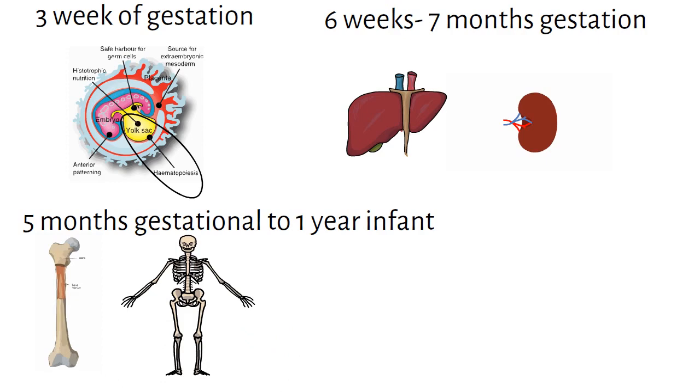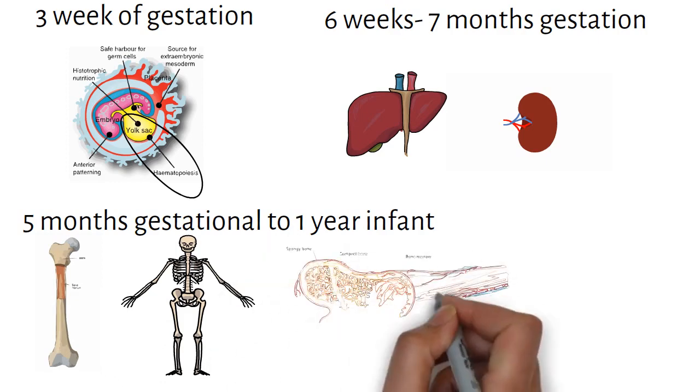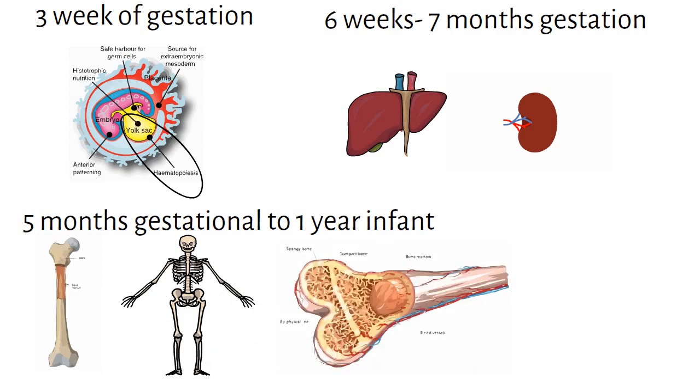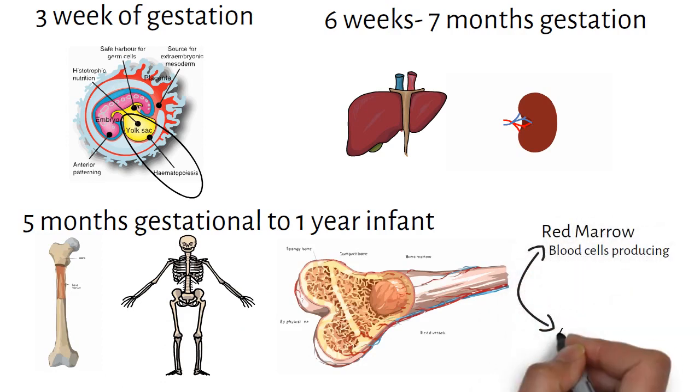present in the body. Bone marrow is the spongy tissue present in the bones. It's either red marrow, that is blood cell producing marrow, or yellow marrow, that is fatty marrow, that does not produce blood cells.